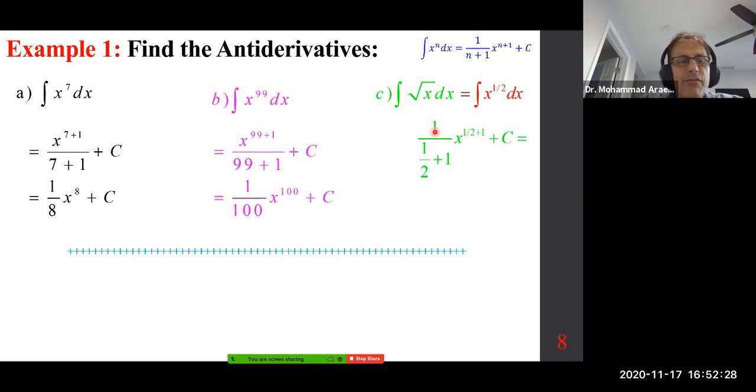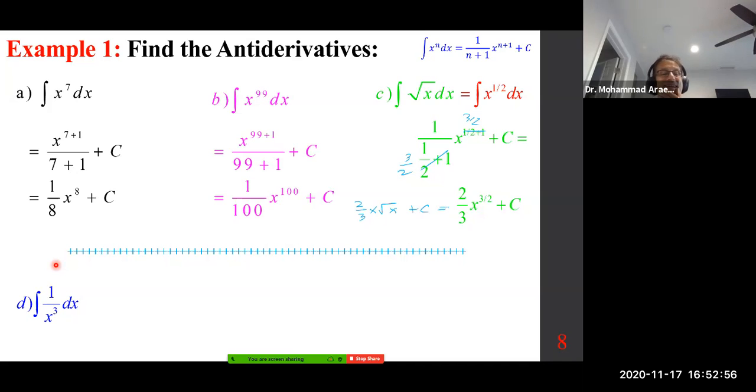So what is 1/2 plus 1? 3/2. So 1 divided by 3/2 is 2/3. You can leave it like that, or you can write it as such. Either way is fine.